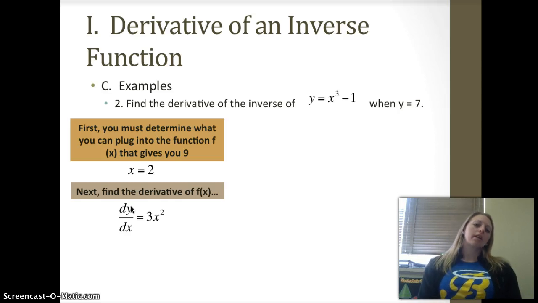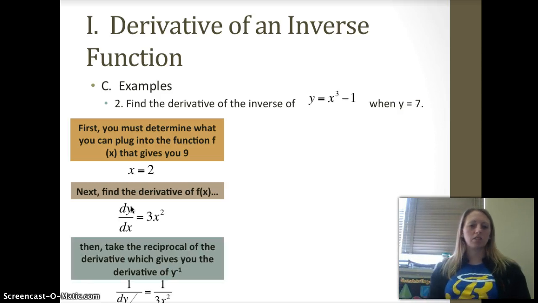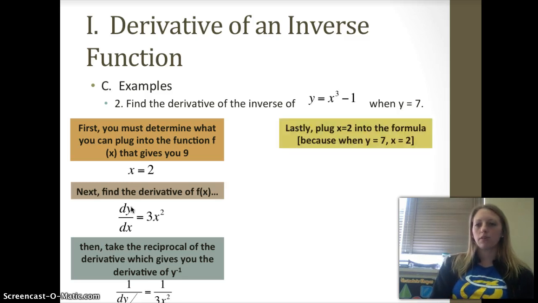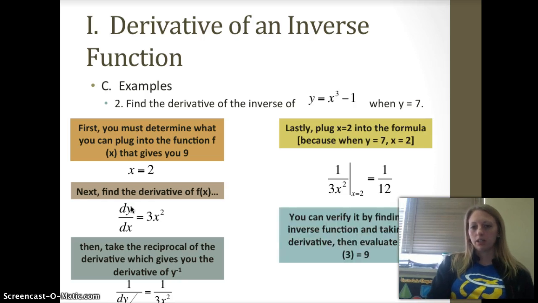Third step, the inverse. Remember, the inverse is just flipping that derivative, so it's going to be 1 over this. And again, I know it's cut off, but it's just 1 over 3x squared. And lastly, you plug it into your formula, so when x equals 2 and y equals 7, I'm going to have 1 over 3x squared at x equals 2 equals 1 over 12.